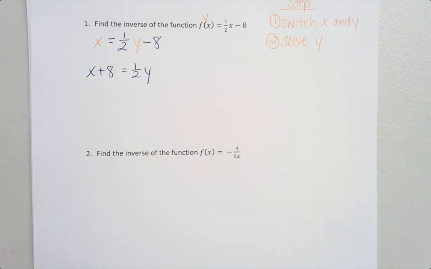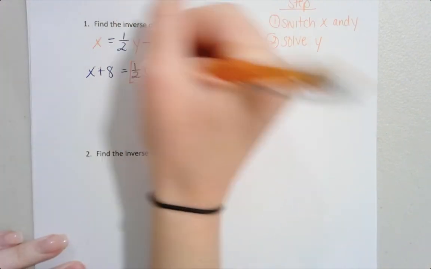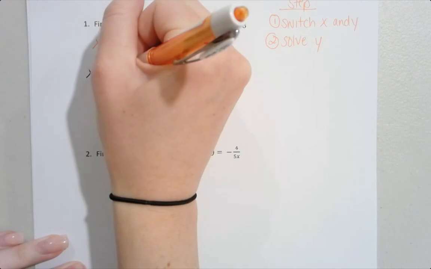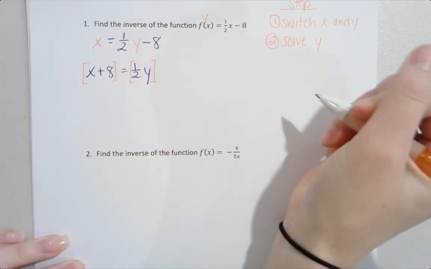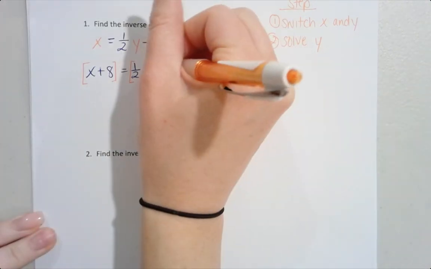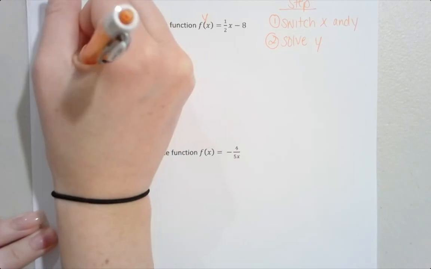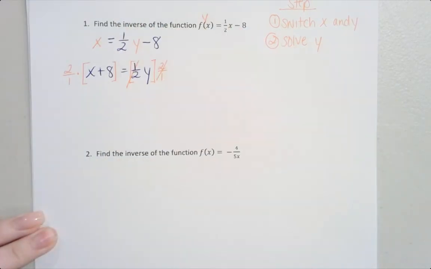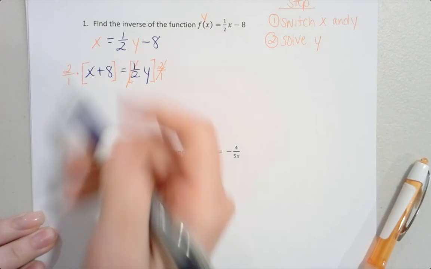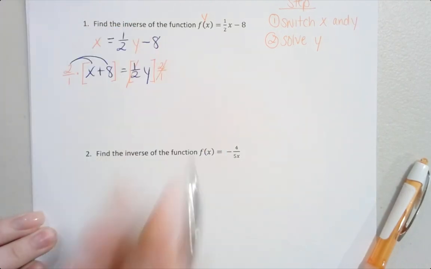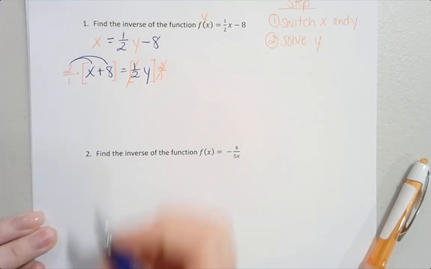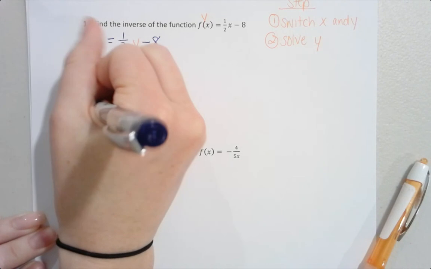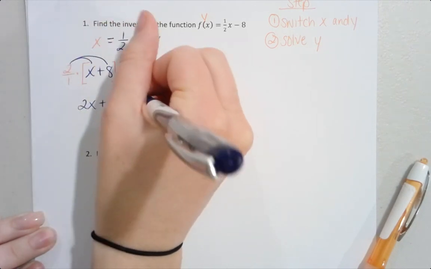As a reminder for those of you guys out there who are in the fraction haters club, remember, how do you get rid of a fraction? Yes, you multiply by its reciprocal. So flip that fraction, 2/1, right? So we're going to multiply both sides by 2/1 so that these cancel and that y ends up by itself. And remember, when you're multiplying, you've got to multiply everybody. So make sure you distribute that too. So you guys are going to get 2x plus 16 is equal to y.